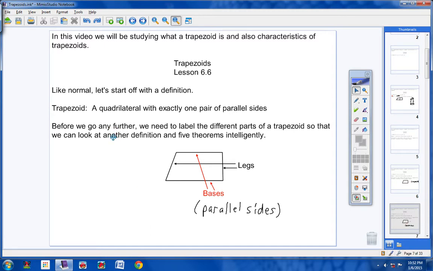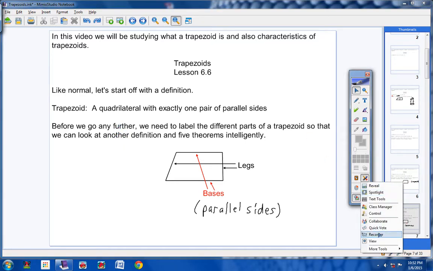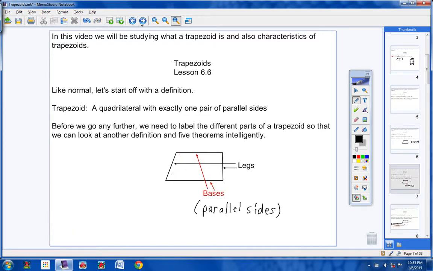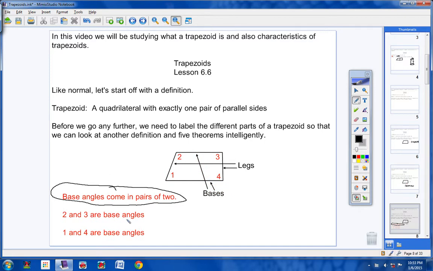Okay, now please pay attention to this next part. It can be really confusing. Take some really good notes. Go ahead and number the angles in your trapezoid like this. 1, 2, 3, 4. Base angles always come in pairs of 2. Always. Okay, sorry about that. They always come in pairs of 2.